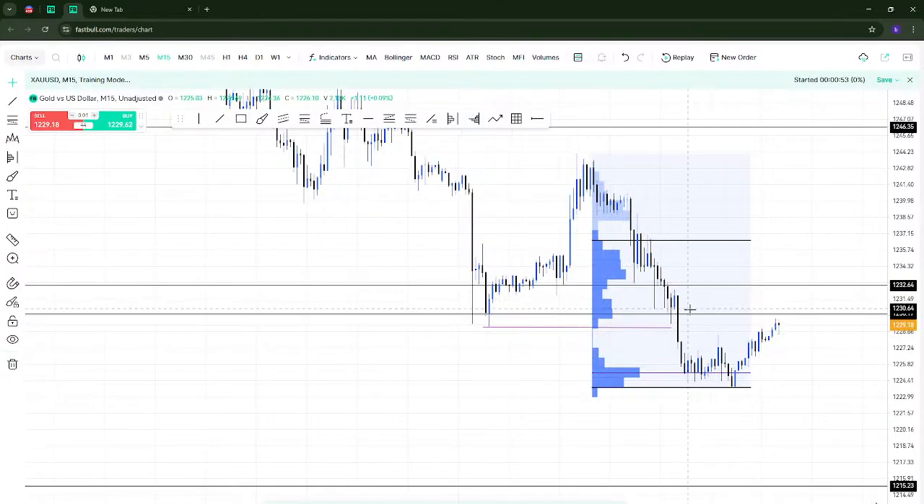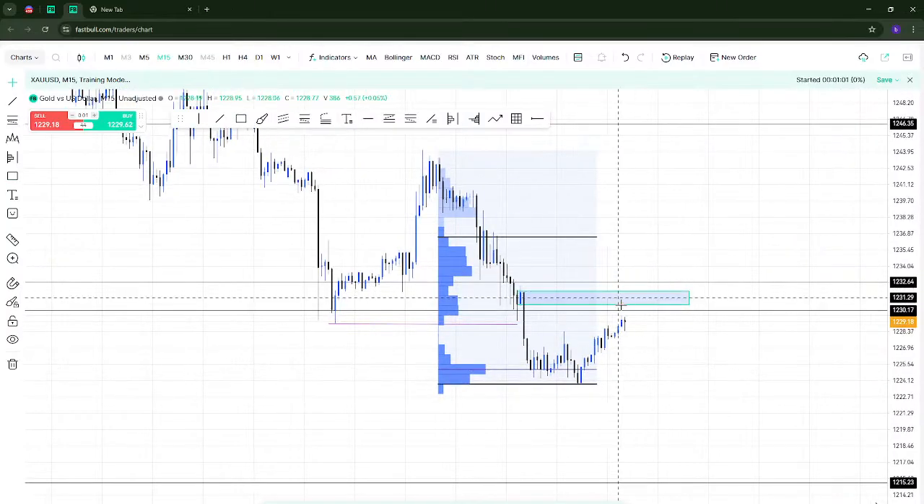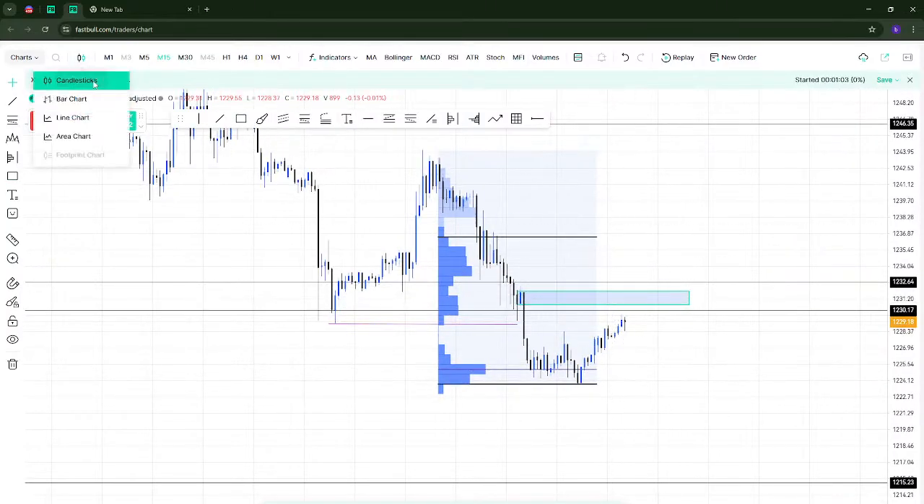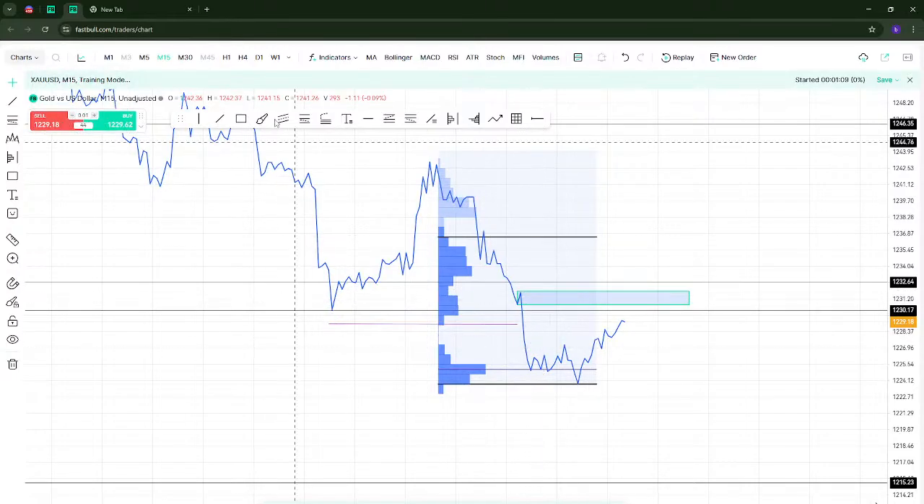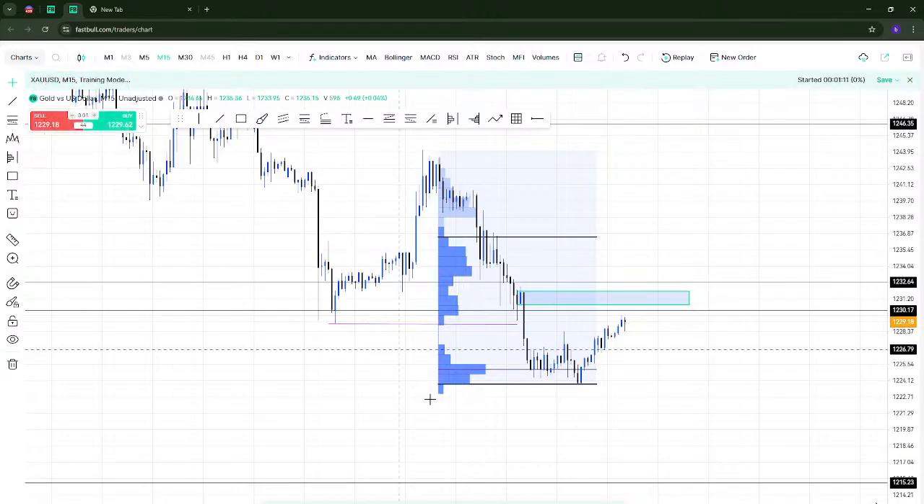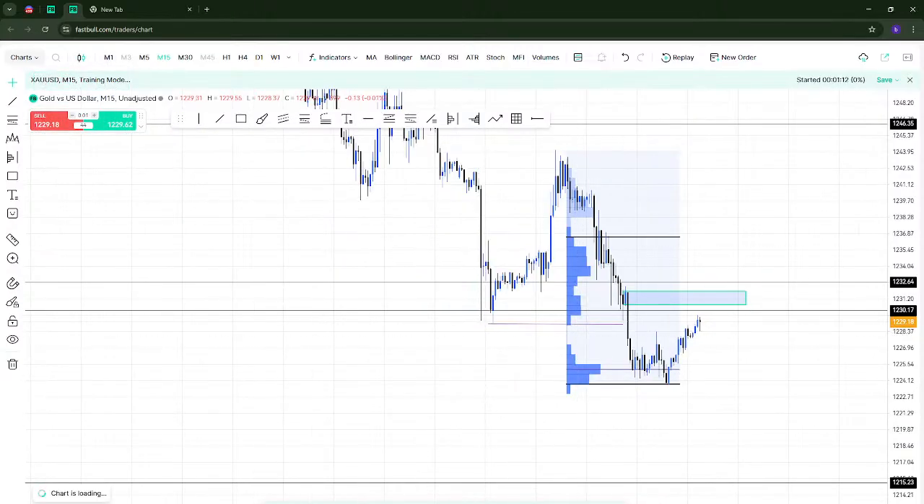So when we touch this area now, I'll monitor. Probably this market can trail to this resistance here. This resistance, yeah, resistance here. So I'll wait and see what will happen.